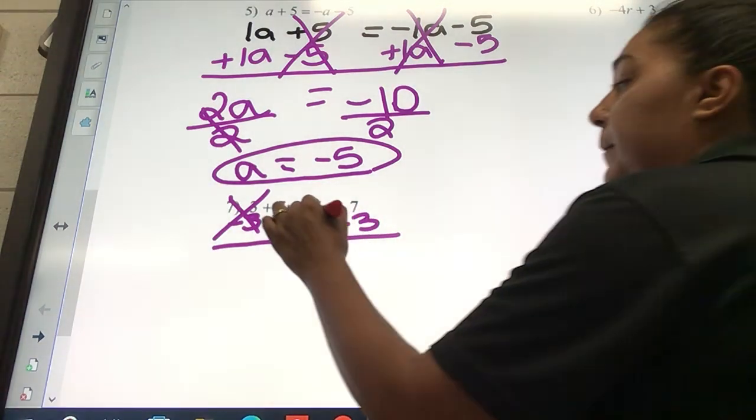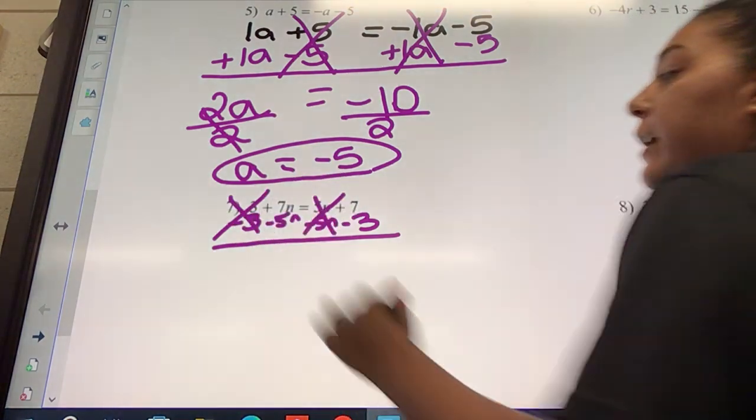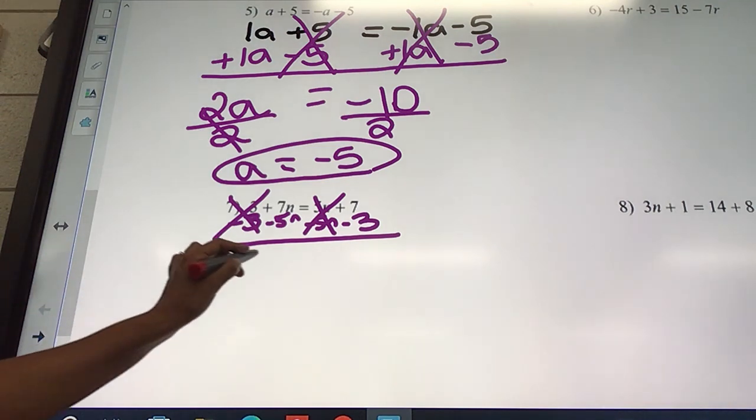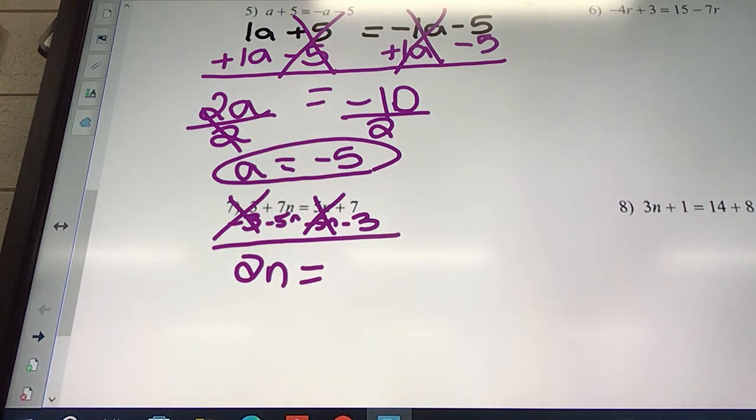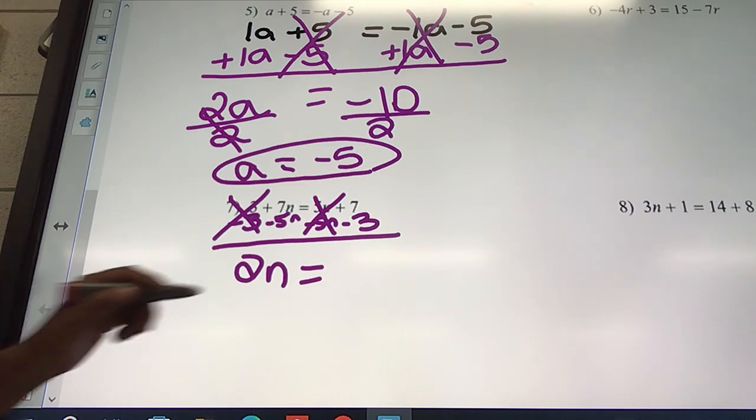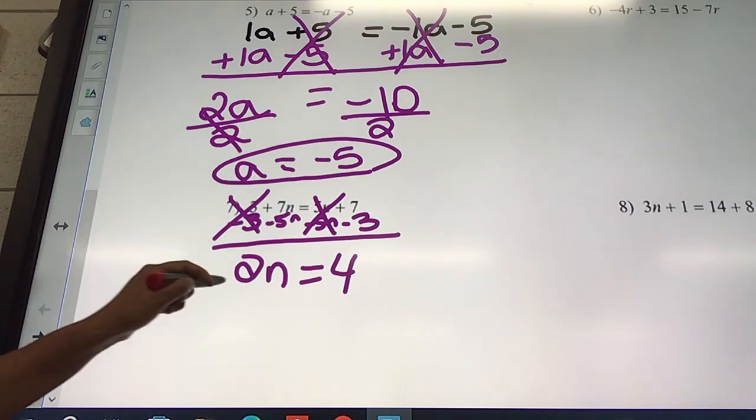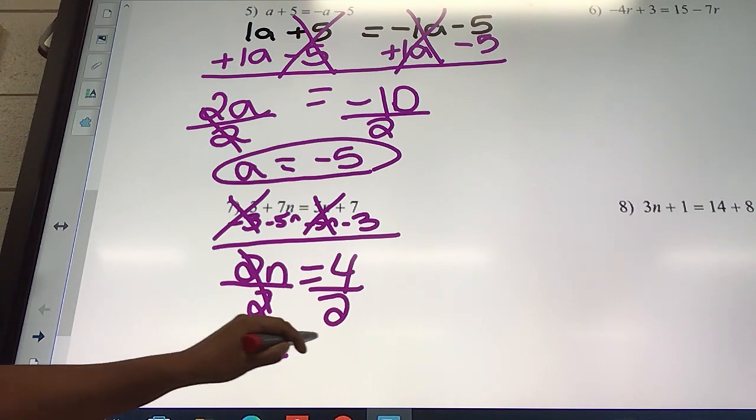The 5. Okay, because letters go to the left. Okay, so what is 7 minus 5? 2, so we're going to get 2N equals 7 minus 3. 4. And what's our last step? Divide by 2. So we're going to get N equals 2.